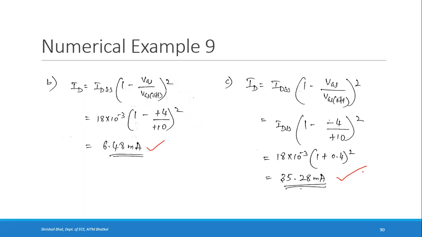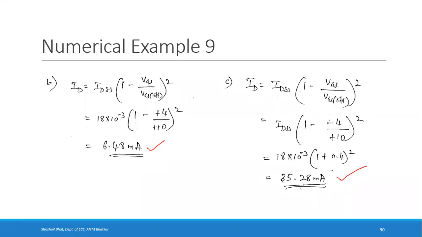You can validate it by calculating again. I want all of you to watch this, do the calculations by yourself and validate the answers. What we observe is that in enhancement mode, the current is higher than what we get in depletion. This way, different problems can be asked on JFETs and MOSFETs.